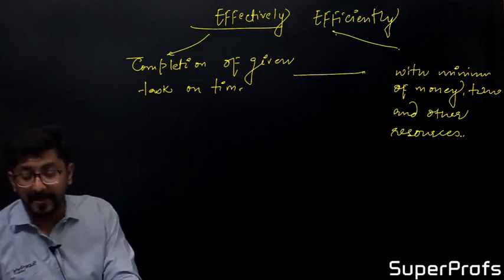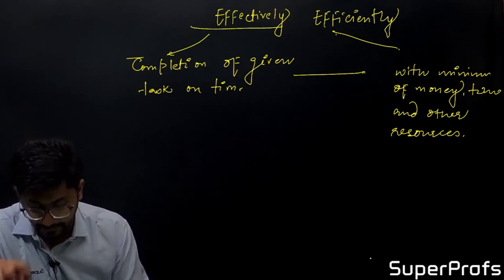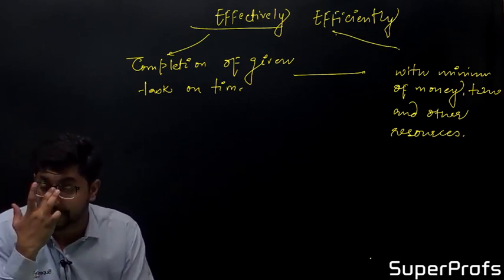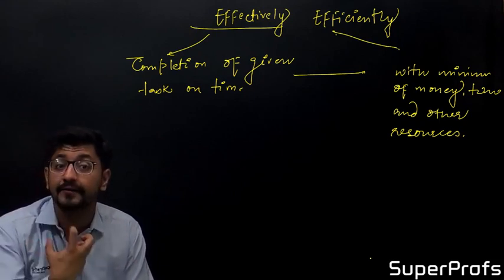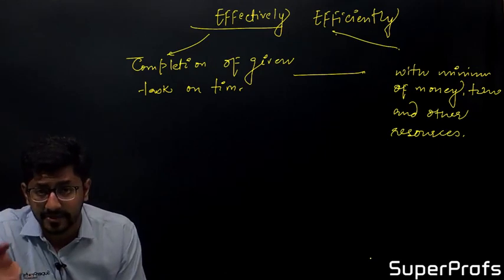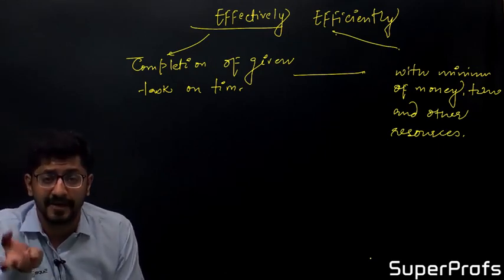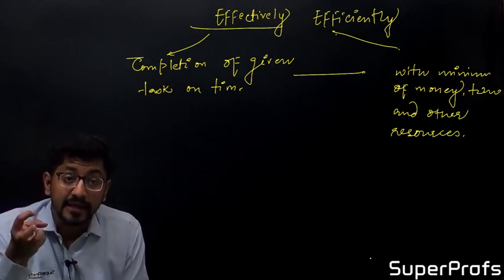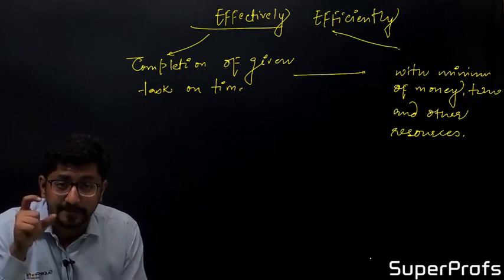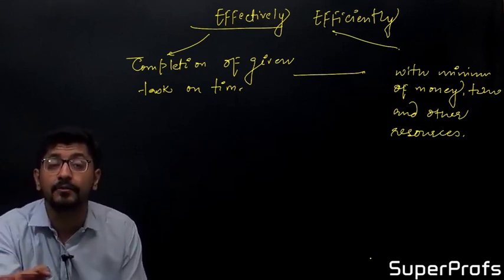So what I'm trying to highlight here is what is effectively and what is efficiently. Management is an art of getting things done through others. Management takes help from others to get the work accomplished on time with the objective to earn a profit, because everybody has limited time. But the person who is an expert in a particular task can do the work effectively. Effectively means completing a work on time.